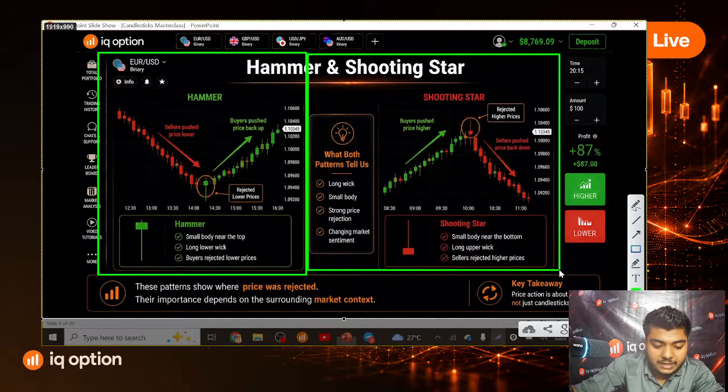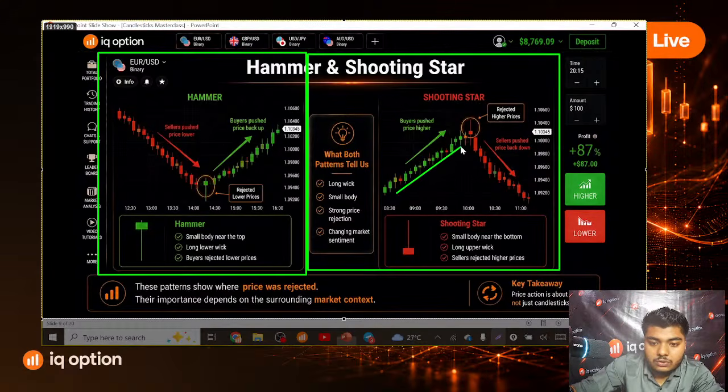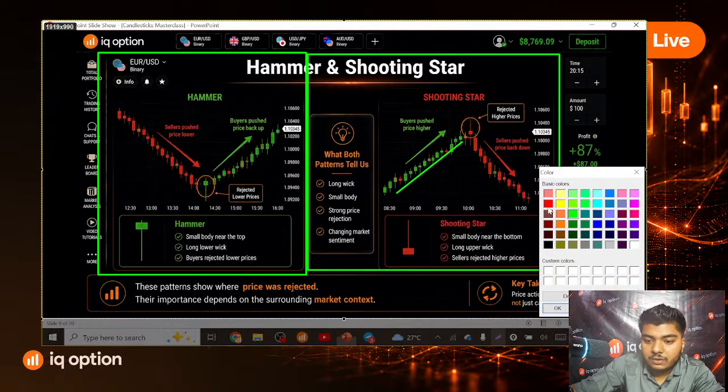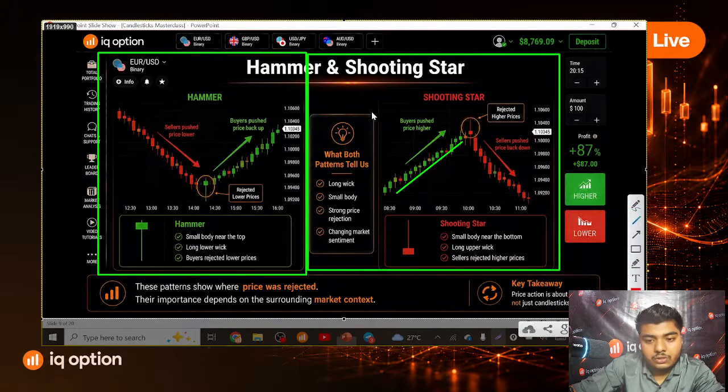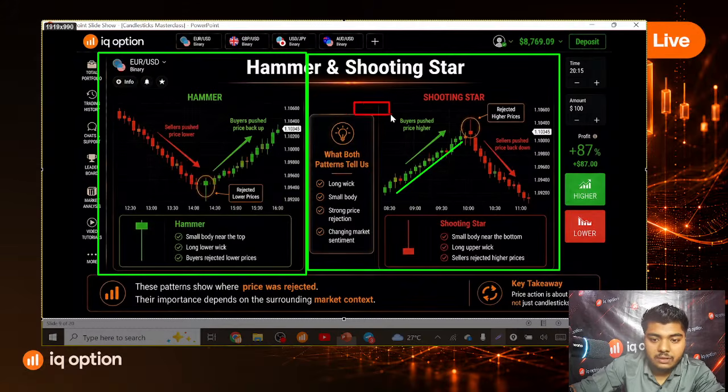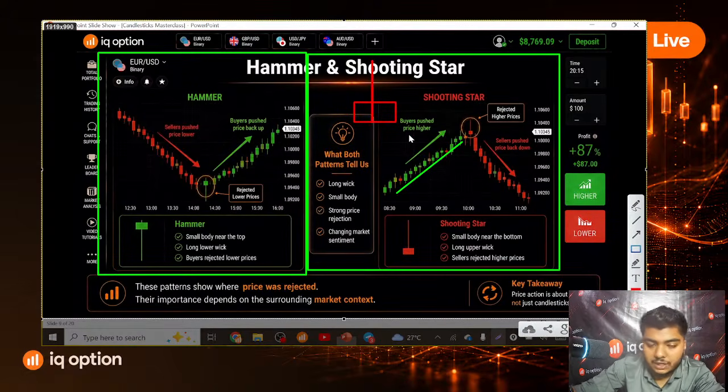Look at this right chart. Here the market was moving upward, and before a shooting star is formed, the market was in the upward direction. Before we get a strong bearish candle like this one, a strong shooting star type candle, you can also call it an inverse hammer or inverted hammer. A hammer and an inverted hammer, you can call it inverted hammer too, or a shooting star.